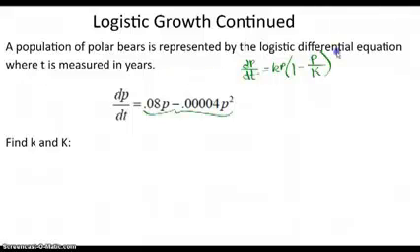So a population of polar bears is represented by the logistic differential equation where t is measured in years. So we have dP/dt equals 0.08P minus 0.00004P squared. Find little k and big K, the carrying capacity.